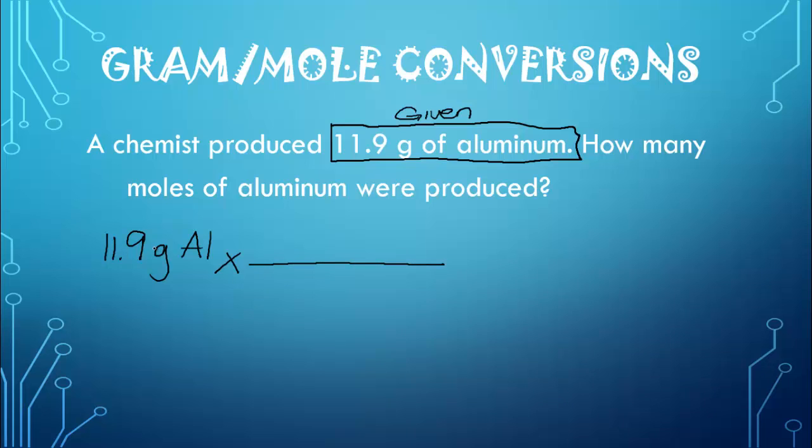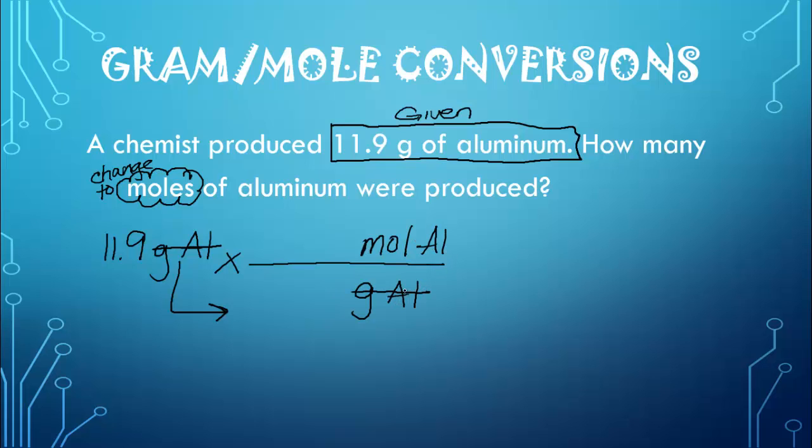Then we know we want to get rid of grams of aluminum, so that's going to go on bottom. And then we always want to look for what are we trying to find. So we want to know how many moles. So this is what we're changing to. So whatever you're changing to goes on top. So grams of aluminum are going to cancel out. Moles of aluminum are going to stay on top.